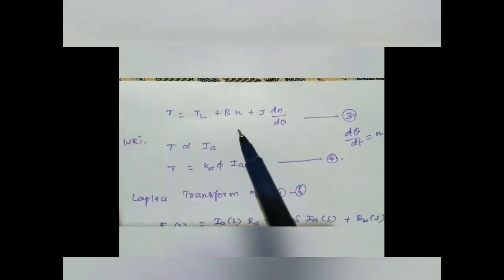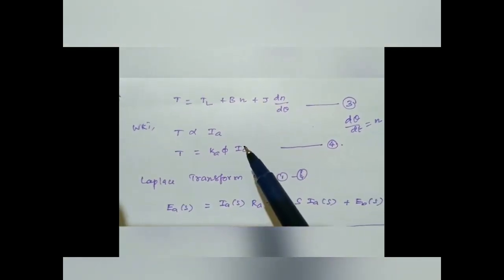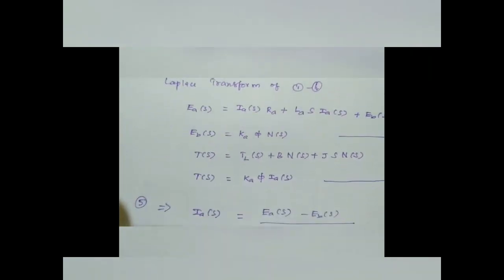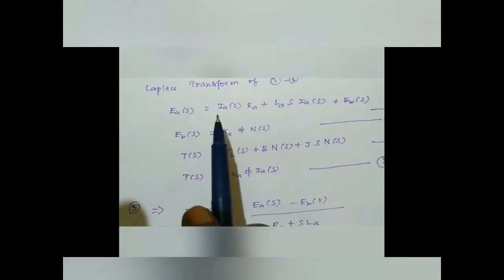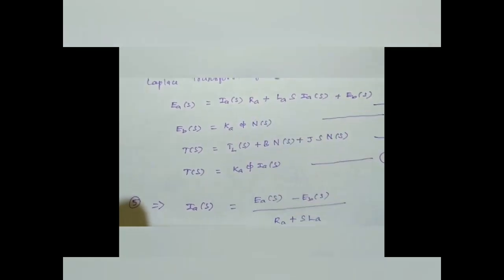So we have written 4 equations. The first 2 equations are related to electrical analysis, and equations 3 and 4 are related to mechanical analysis. Now we will take the Laplace transform of all the previous 4 equations. Taking the Laplace transform of the first equation, EA is equal to IA RA plus L into dI by dt plus EB, this becomes IA of S into RA plus S L, plus EB of S. This is the Laplace transform of equation 1.